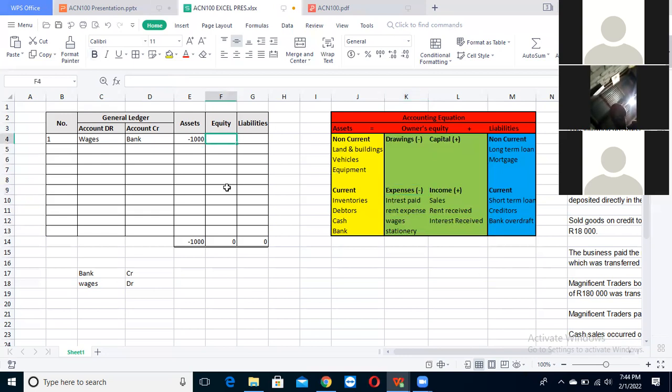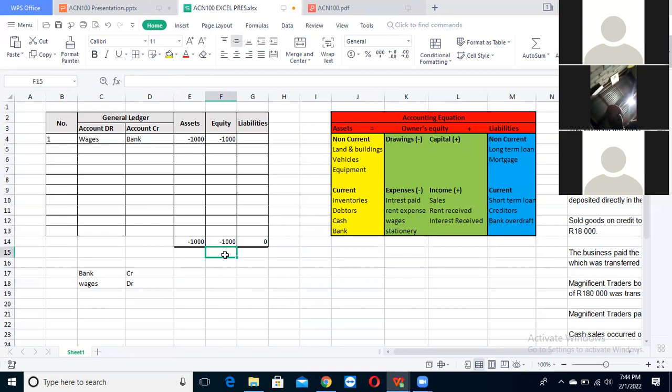So we go to equity, since we have realized that it's equity. And what are we doing? We are subtracting 1,000 rand from the what? From the equity component in the equation.